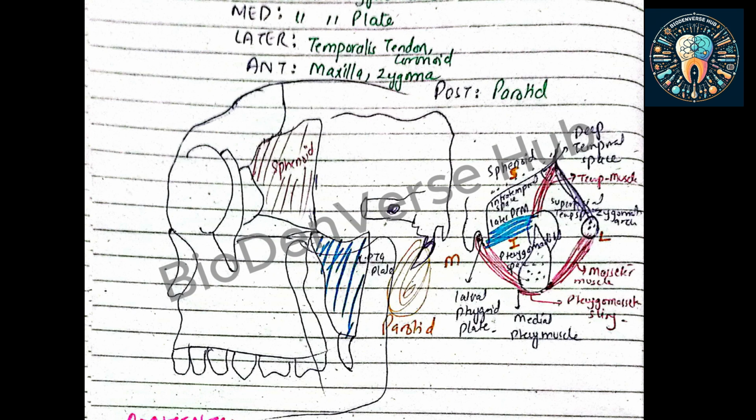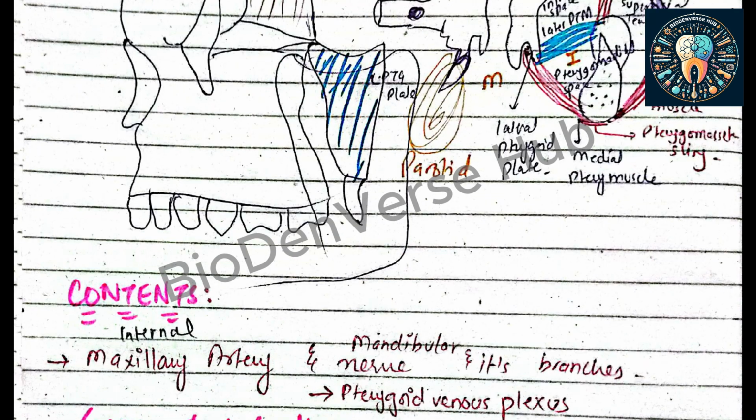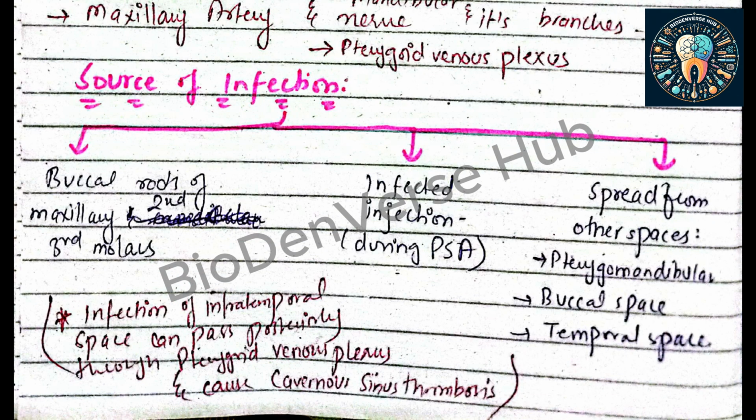Now content involves the maxillary artery and mandibular nerve and its branches, and most importantly the pterygoid venous plexus. So what was the source of infection for this infratemporal space infection? It could be the buccal roots of the maxillary second and third molars, an infected injection during the posterior superior alveolar nerve block, or spread from the other spaces, which could be the pterygomandibular space, the buccal space or temporal space. So basically any infection arising in these three spaces could also spread to the infratemporal space as well.